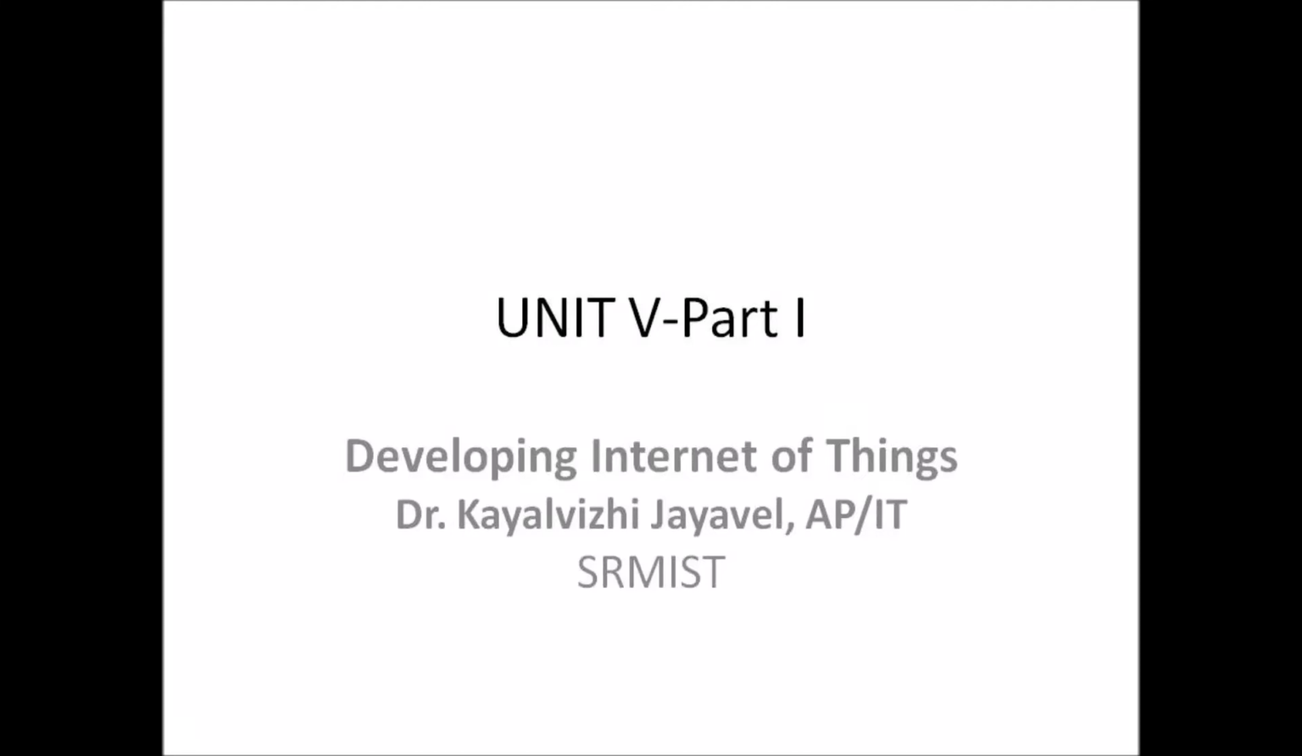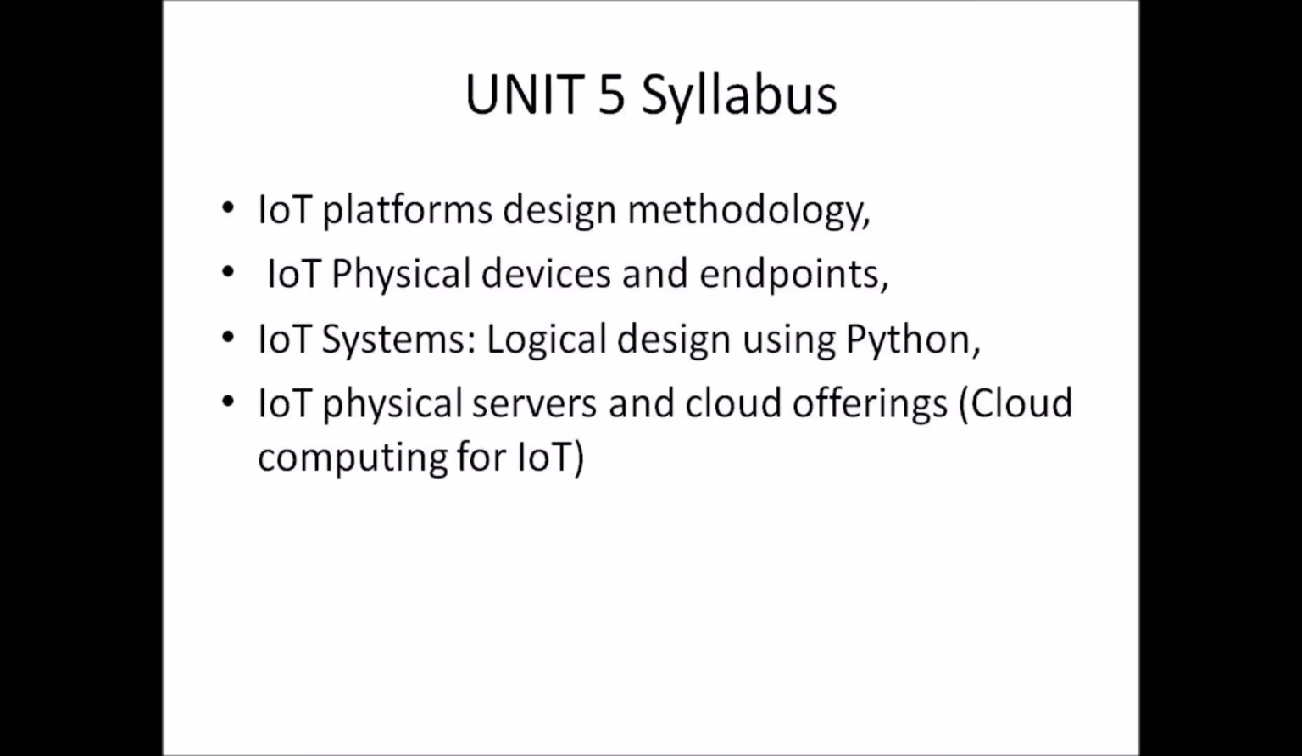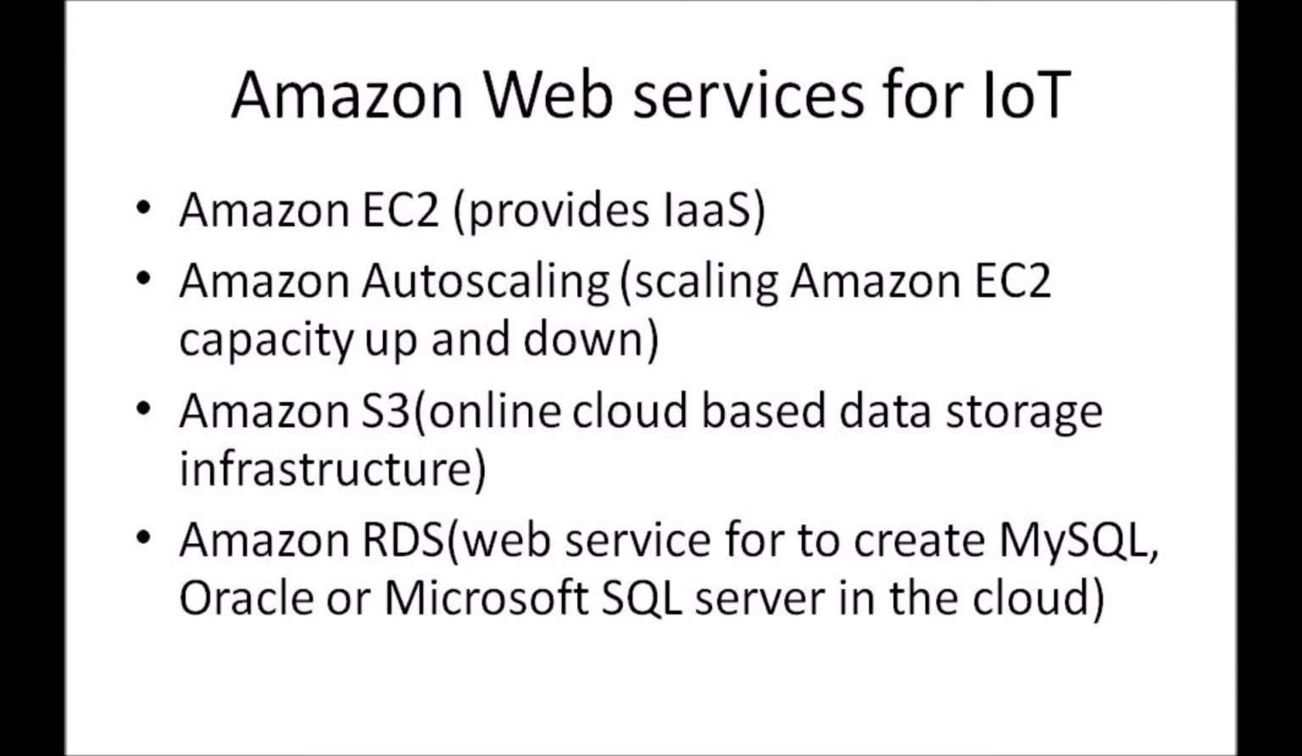This is Unit 5, Part 1, Developing Internet of Things, which is part of the subject Internet of Things, subject code 1590422E. This slide explains the Unit 5 syllabus, which includes IoT platform design methodologies, IoT physical devices and endpoints, IoT systems, logical design using Python, IoT physical services, and cloud offering. We are going to see Amazon Web Services for IoT.